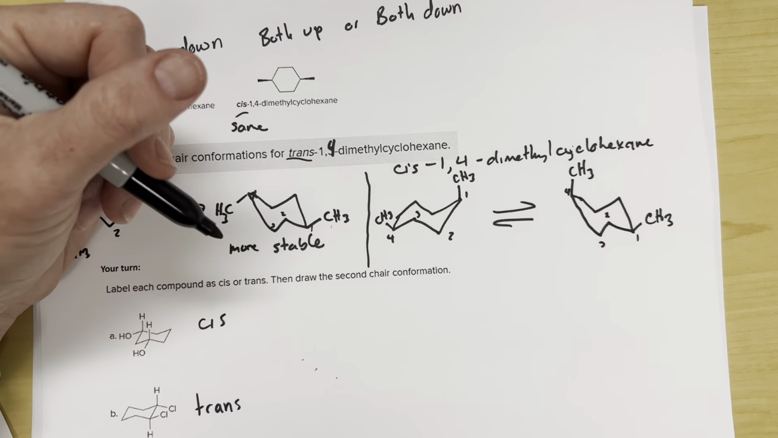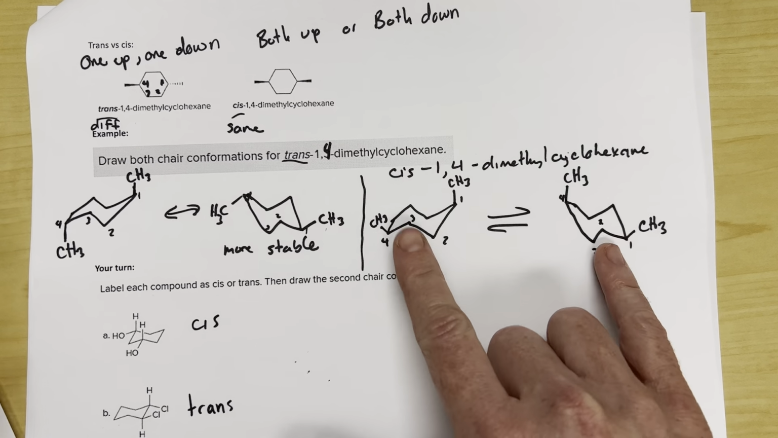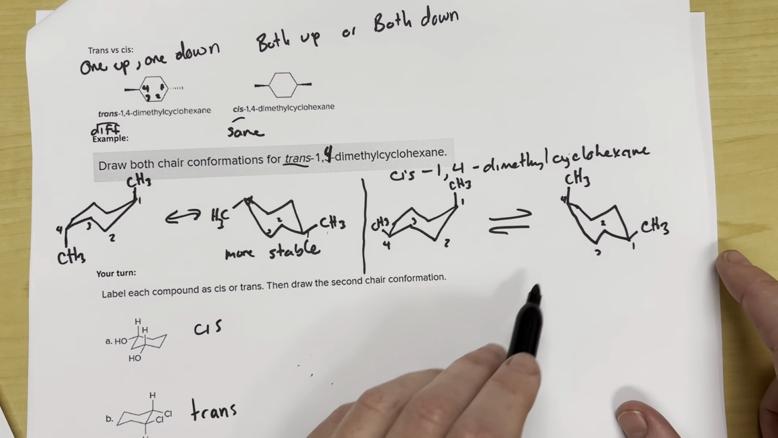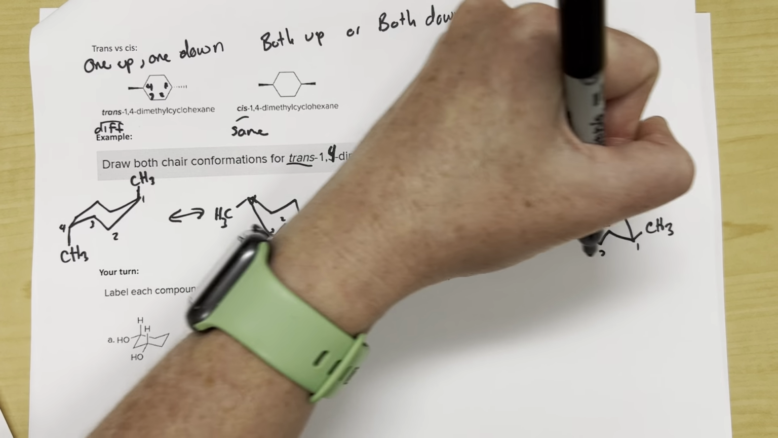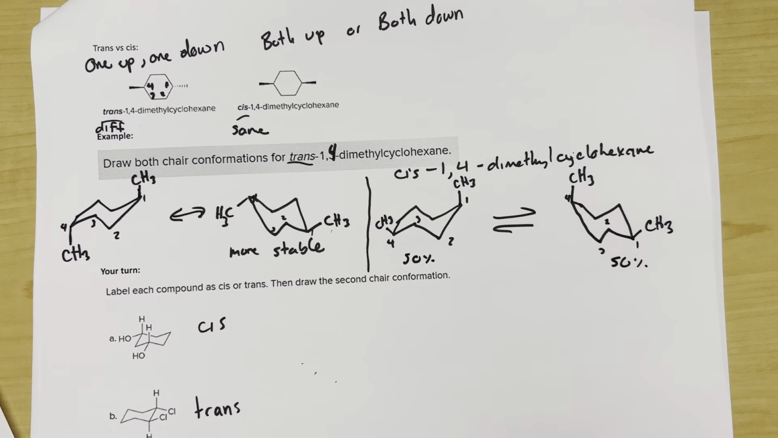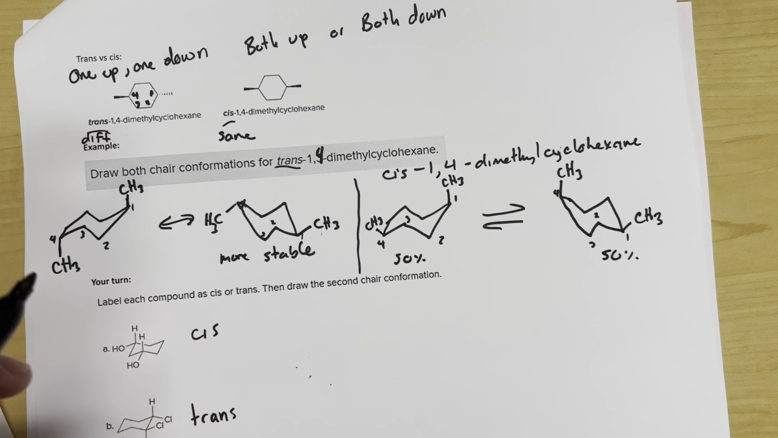Now let's go ahead and figure out the conformations. Oh, by the way, if I asked about stability in this one, one's equatorial, one's axial, one's equatorial, one's axial, you'd have 50% of each. There is no stable one here. They're both equally stable. All right, so let's go ahead and draw the cis one first.